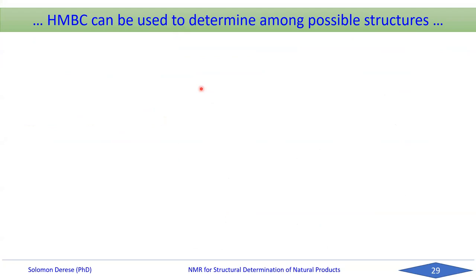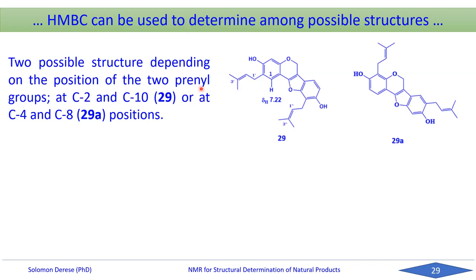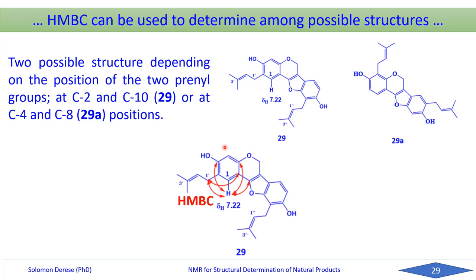So for example, HMBC can enable you to determine the structure of a compound among a number of possible structures. For example, one of my students using NMR was able to determine grossly this to be the structure, but he was unable to determine whether this is the structure or this one, which differ based on the position of the two prenyl groups. He used HMBC correlation of this proton with this carbon, that one, this one, and this one together with that one, and also the correlation of this proton with this carbon to unequivocally determine the structure of the compound to be this one.